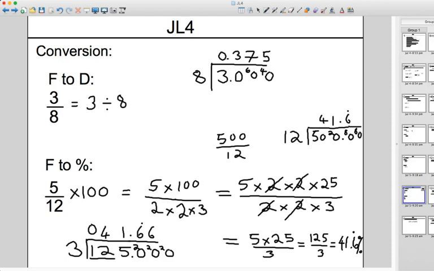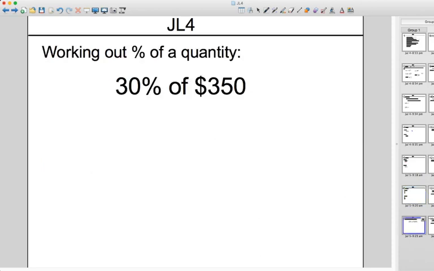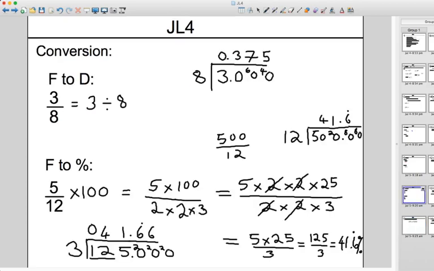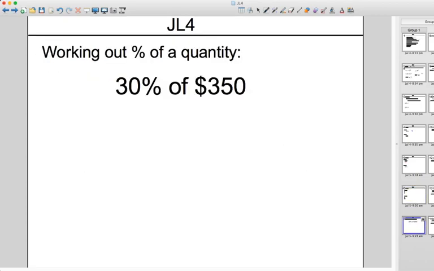Okay, so it works whichever way round you do it. I was just trying to make the numbers a little bit more simple for you. This is where things work. It's important to know this, because when you're working out the percentage of a quantity, the same thing applies as what we were just doing.